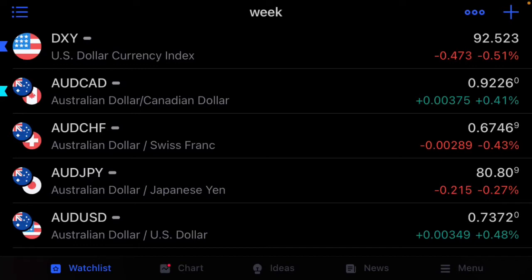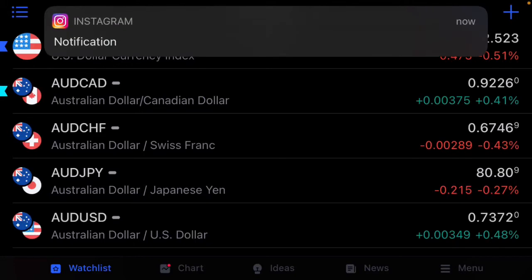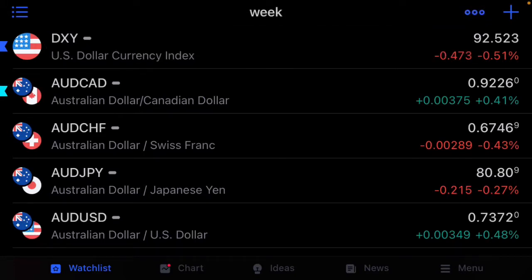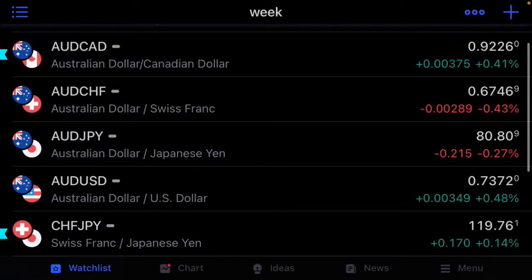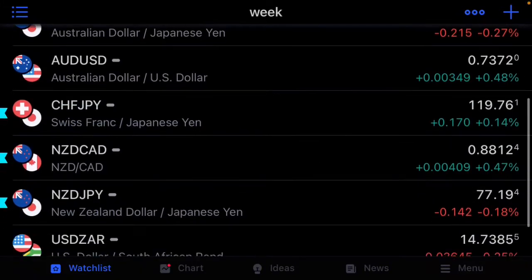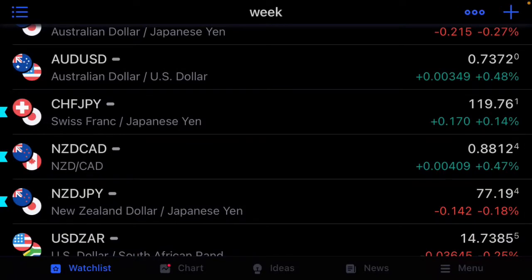Now, I'm super excited about this week's pairs. It's going to require a little bit of patience for us, but when they do set up, guys, they're going to be absolutely amazing. So for today's analysis, guys, we're going into 4 different pairs. So we're going to get into Aussie CAD, Swiss Yen, New Zealand Dollar CAD, and New Zealand Dollar JPY.